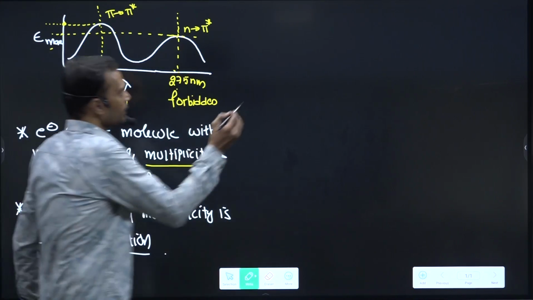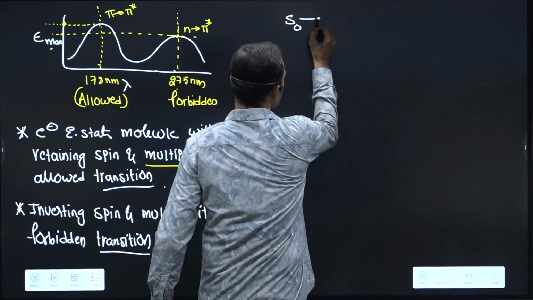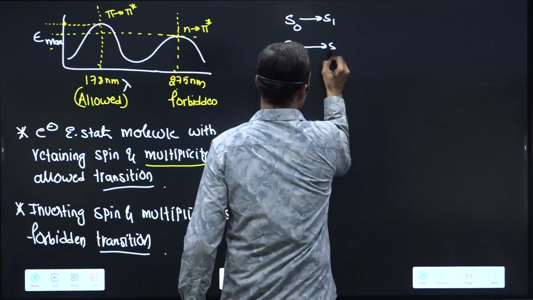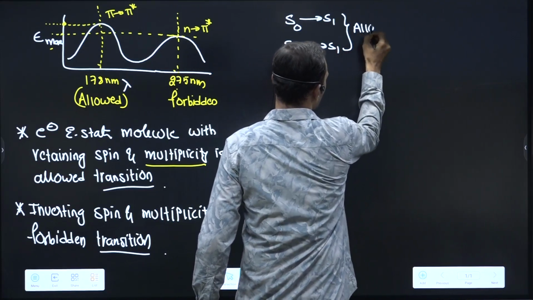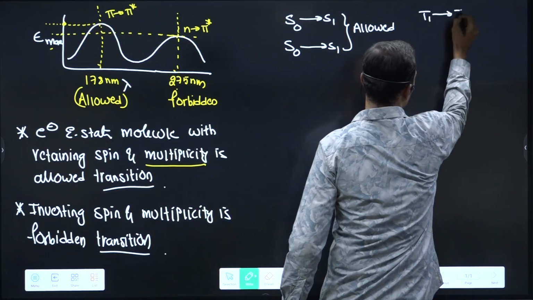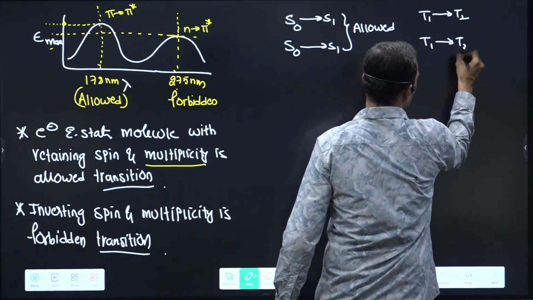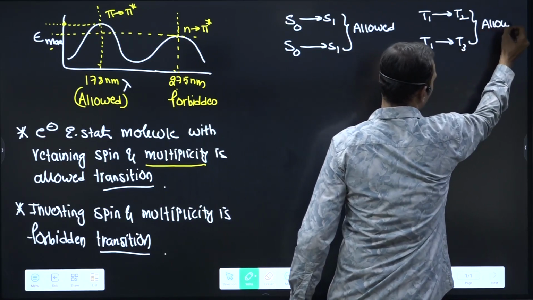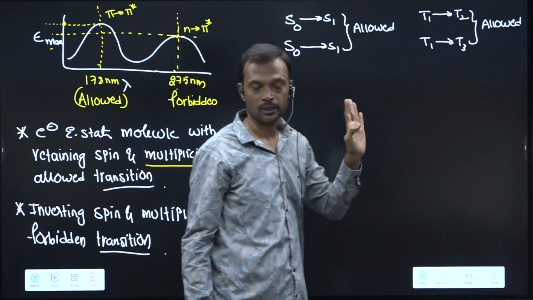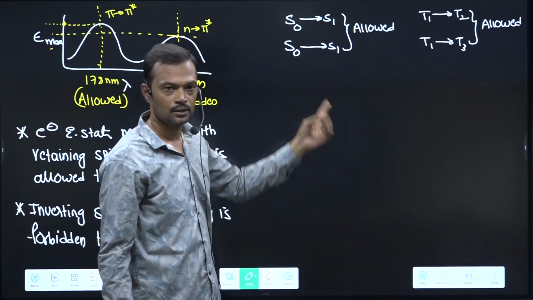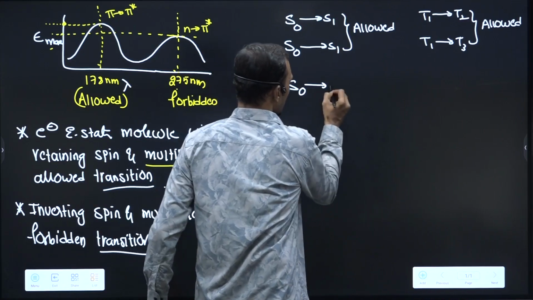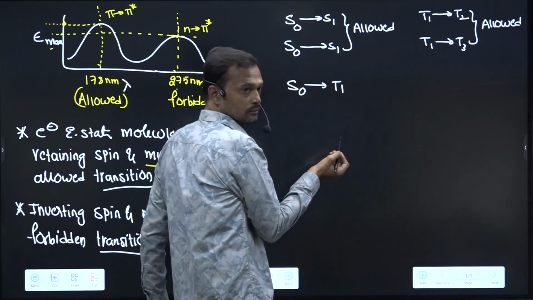So here, ground state S0 to S1 is possible. They are allowed. Now I can even write T1 to T2 and T1 to T3, this is also allowed. Why? Singlet to singlet, and here triplet to triplet, possible. Multiplicity retained, singlet to singlet, S to S, T to T. But S0 to T1, not possible.